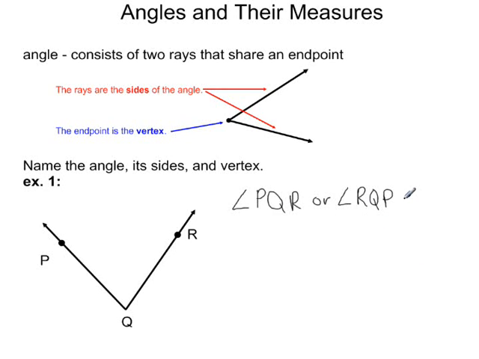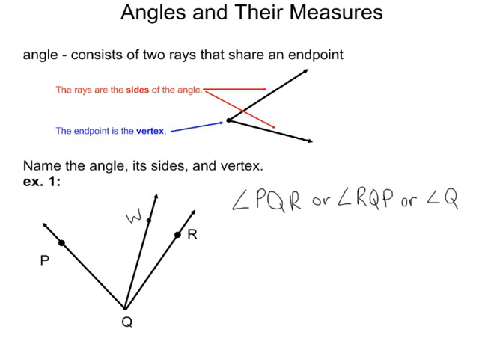In some cases, I can also use just the vertex for a name. So this could be angle Q. Now let me show you an instance where that will not work. If I'm giving you an angle that looks like this, but then it's got an additional ray coming from it, and we can call this ray QW.